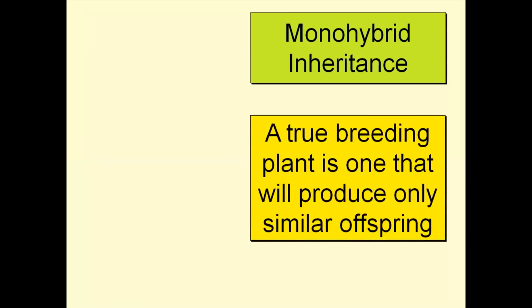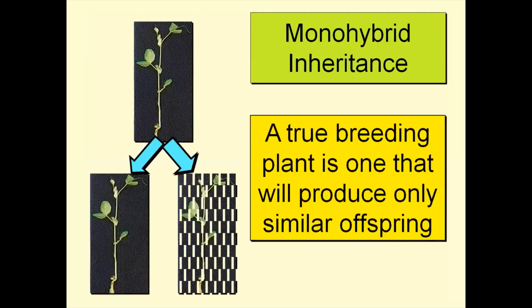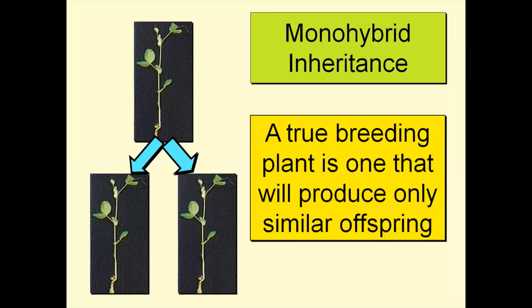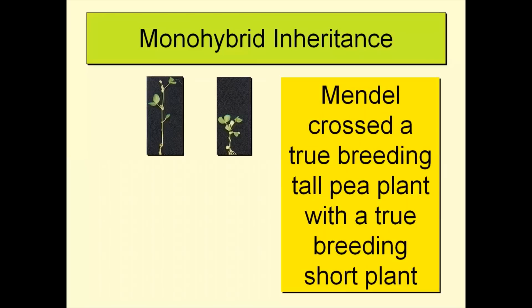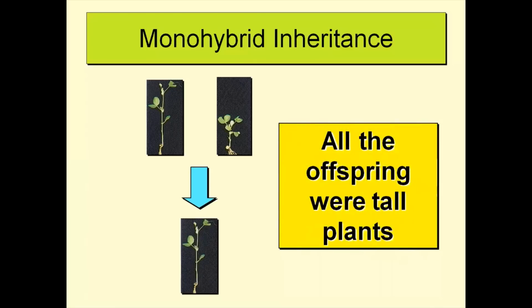Mendel conducted experiments using true breeding pea plants. A true breeding plant is one that has undergone continuous self-pollination and still shows stable trait inheritance and expression for several generations. Or it is a plant that produces only similar offsprings. Mendel crossed a true breeding tall pea plant with a true breeding short plant to study the inheritance of one gene. All the offsprings were tall.